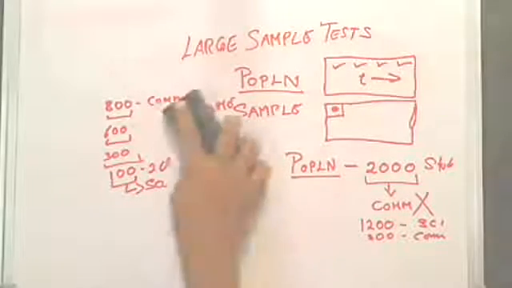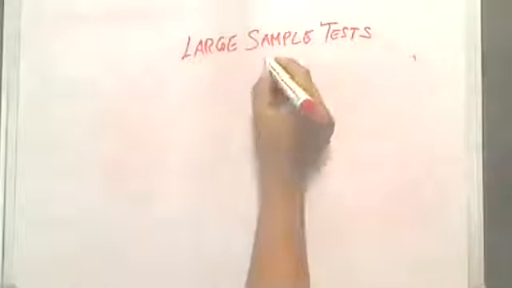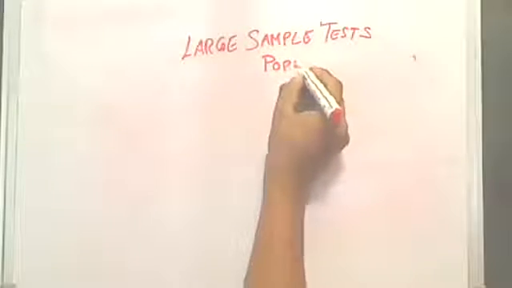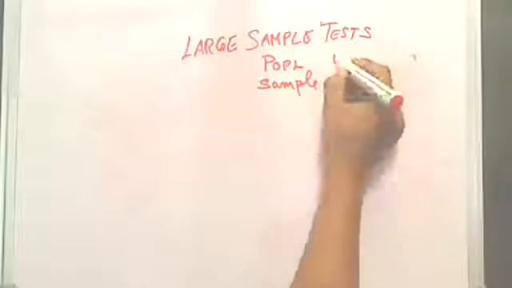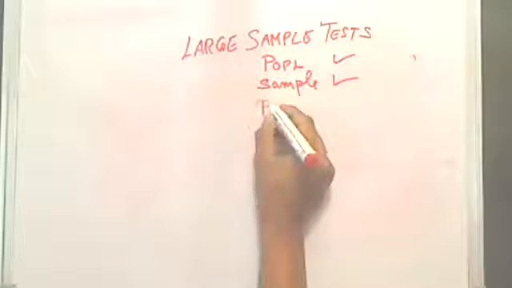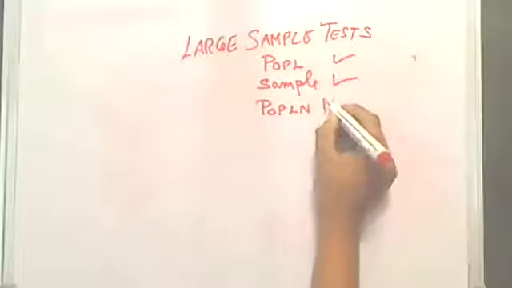Now, let me go about explaining a little bit more theory. I've always said that if you know your theory well, the solving of problems in fact becomes so much easier. So, we've understood what a population is. We've understood what a sample is. Okay. Let's look at population mean and sample mean.